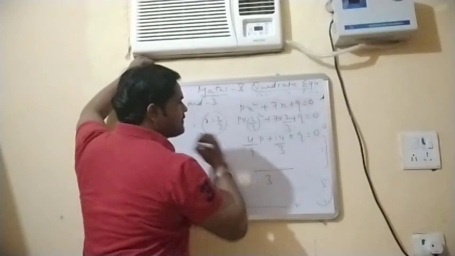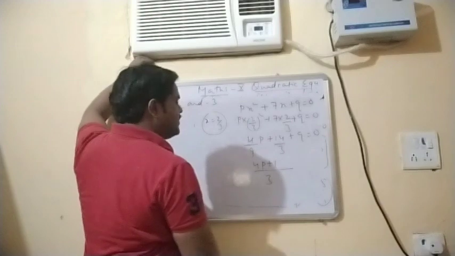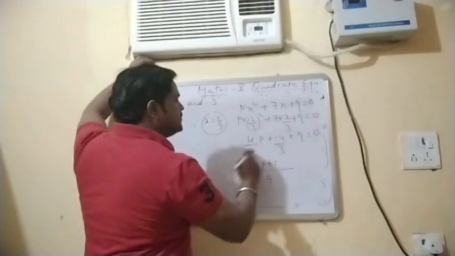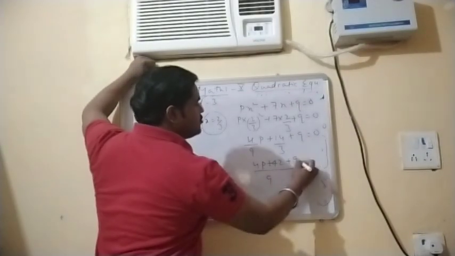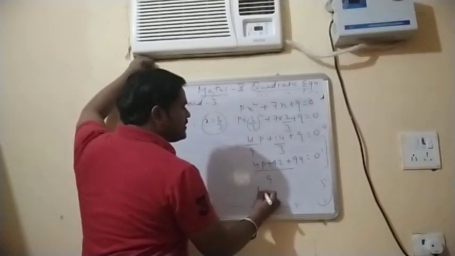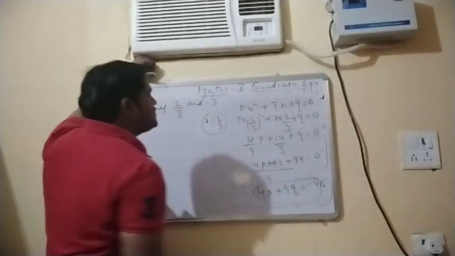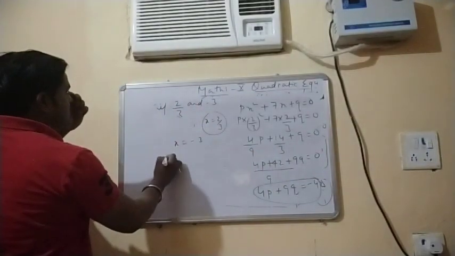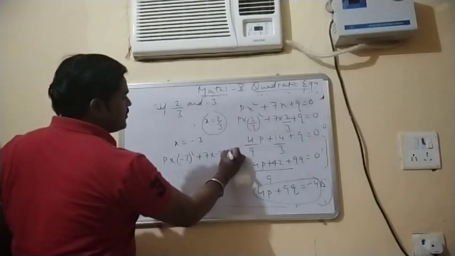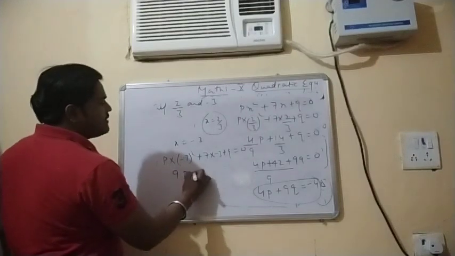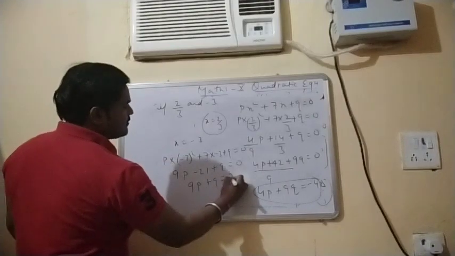On solving this will become 4p plus 14, the LCM will be 9, right? So this will become 4p plus 42 plus 9q equal to 0. So we have got an equation 4p plus 9q is equal to minus 42. This will be the first equation. Now we will put x is equal to minus 3. So this will become p into minus 3 square plus 7 into minus 3 plus q equal to 0. This will become 9p minus 21 plus q equal to 0, or 9p plus q equal to 21.